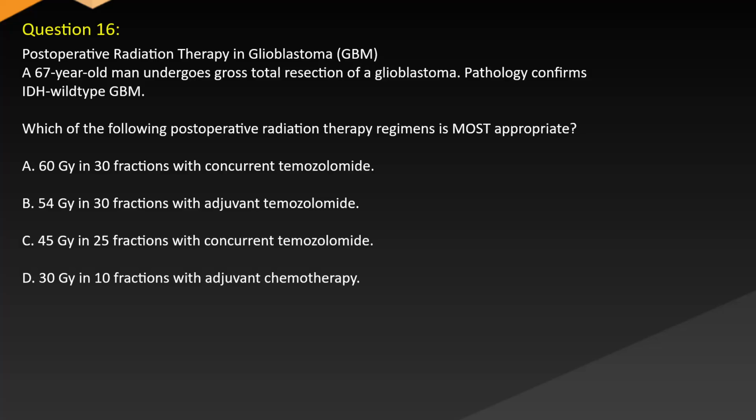Question 16. Postoperative radiation therapy in glioblastoma. A 67-year-old man undergoes gross total resection of a glioblastoma. Pathology confirms IDH wild-type GBM. Which of the following postoperative radiation therapy regimens is most appropriate? A. 60 Gy in 30 fractions with concurrent temozolomide. B. 54 Gy in 30 fractions with adjuvant temozolomide. C. 45 Gy in 25 fractions with concurrent temozolomide. D. 30 Gy in 10 fractions with adjuvant chemotherapy.